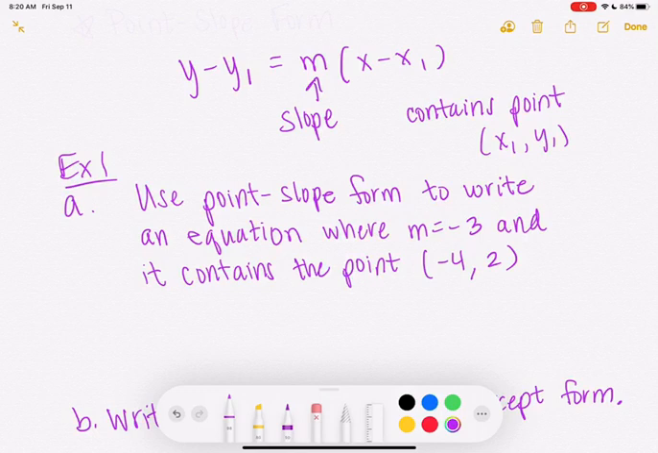All you do is stick in the m, stick in the x1, the y1. Do not start simplifying, okay? Just substitute it in. Go ahead and try it. Hit play when you're ready.